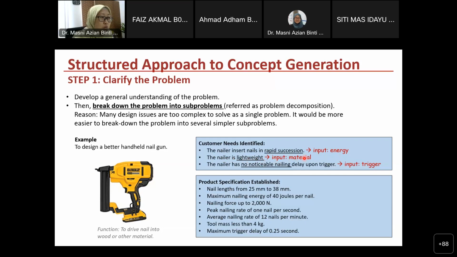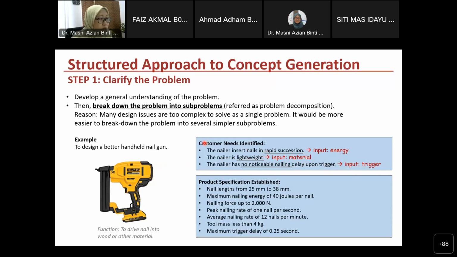So how do you want to optimize the material so that the nail gun is lightweight? And the third one involves the trigger, the control between the trigger and the mechanical activity of nailing. So the input for this particular statement would be the trigger. So there are 3 inputs that we can explore when it comes to the nail gun.